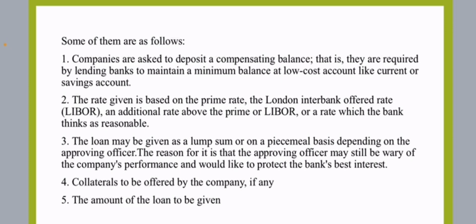Third, the loan may be given as a lump sum or on a piecemeal basis depending on the approving officer. The reason for it is that the approving officer may still be wary of the company's performance and would like to protect the bank's best interests. Fourth, collaterals to be offered by the company, if any, depending on the amount of the loan to be given.